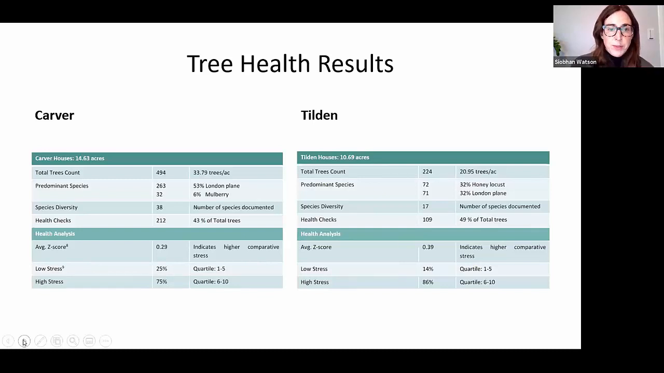The predominant species was London plane tree, which of course we know we have a lot of. Again, there are concerns with the resilience of London plane trees, and we've been thinking a lot about that at NYCHA, particularly for flood-prone sites. But the Z-score, that stress index, was pretty high. Looking at the number of trees with a higher stress index, about three quarters of the trees at both campuses or more were in those higher stress categories. That is concerning.